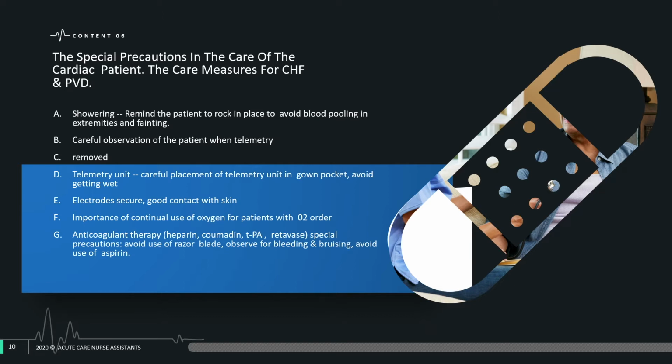Telemetry unit. Careful placement of telemetry unit in gown pocket. Avoid getting wet. Electrodes secure. Good contact with skin. Importance of continual use of oxygen for patients with O2 order. Anticoagulant therapy, such as heparin, Coumadin, TPA, Retavase. Special precautions: avoid use of razor blade, observe for bleeding and bruising, and avoid the use of aspirin.